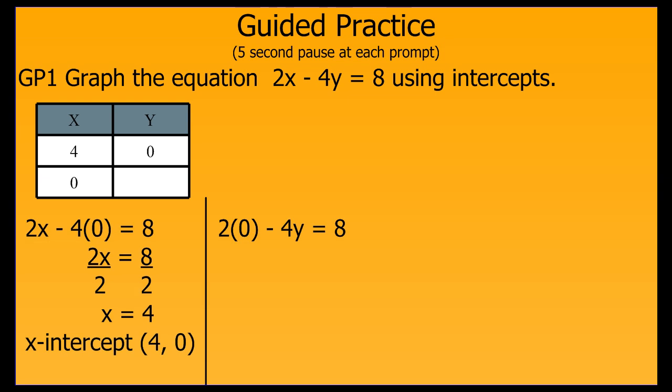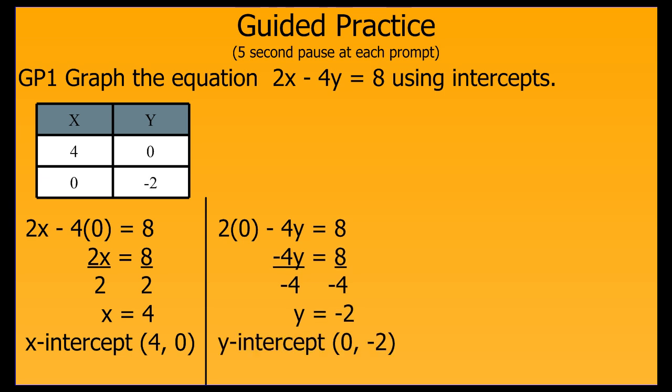To find the y-intercept, we substitute 0 in for x. What's next? We simplify and solve for y. Then what? Then we write down what our y-intercept is. In this case, 0, -2. Are we finished?